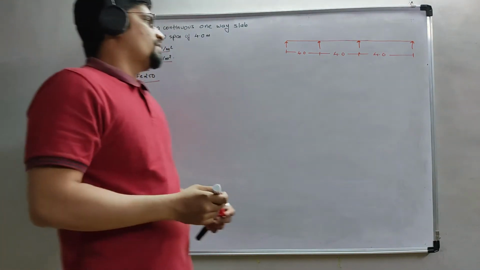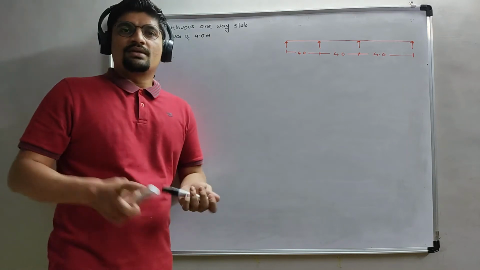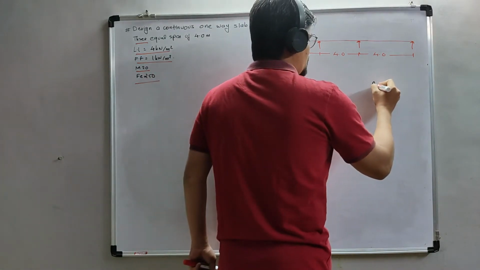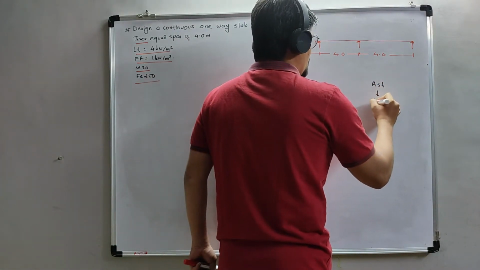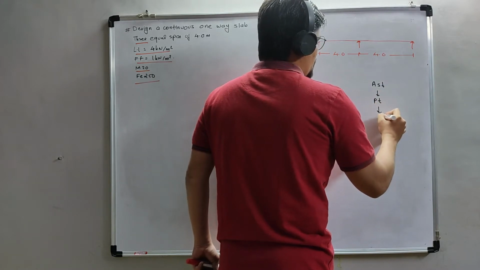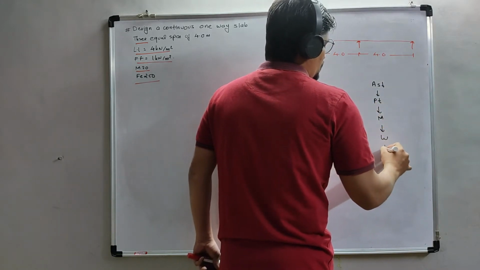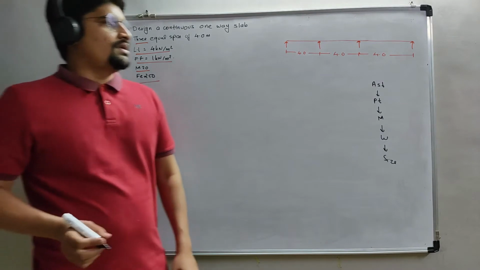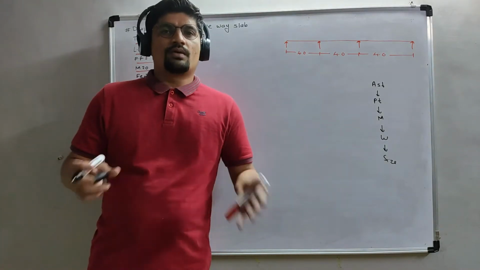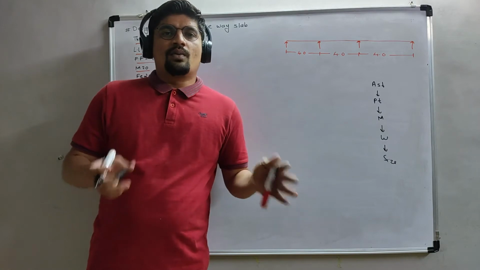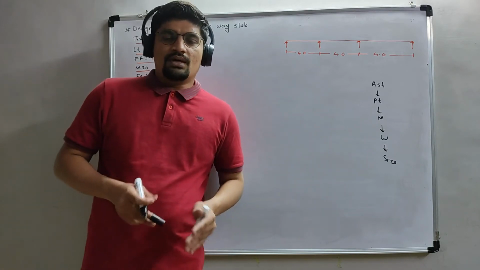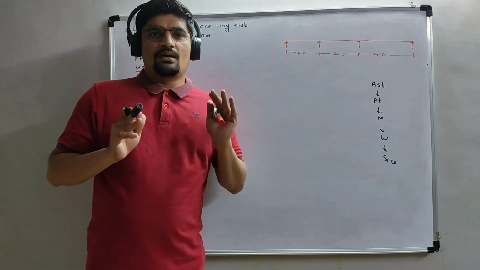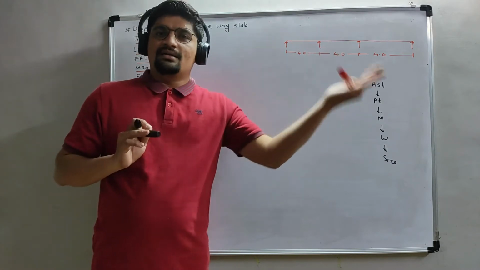The motto is the same as the previous sum. We have to provide Ast, for that we need Pt, for that we need moment, for that we need W, and for that we need size. Here we have our length. So the steps are the same as the simply supported one-way slab. The difference is only in the moment calculation. The equation of moment is changing. That is the only thing that changes in the sum. Otherwise, the whole procedure is as earlier.